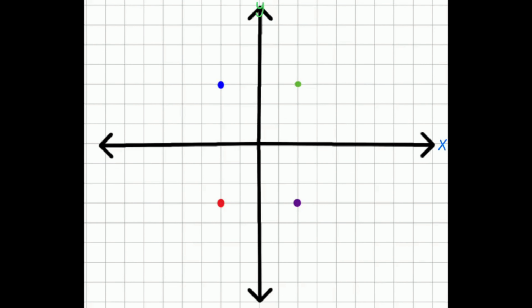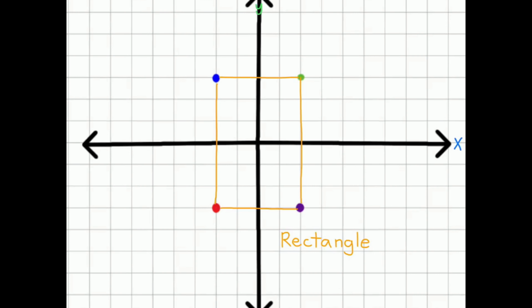For the red point, start at the origin, move left 2 units for -2, and move down 3 units for -3. And the purple point would be to the right 2 units for +2 and down 3 units for -3. And the shape that this makes after we connect the dots is a rectangle.